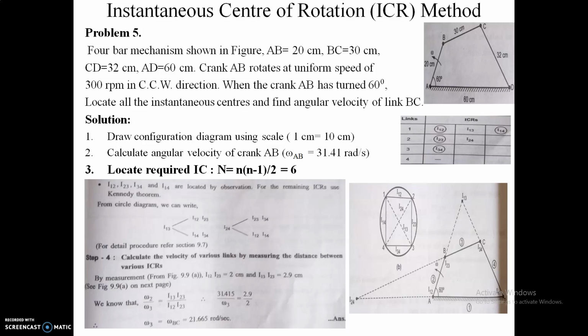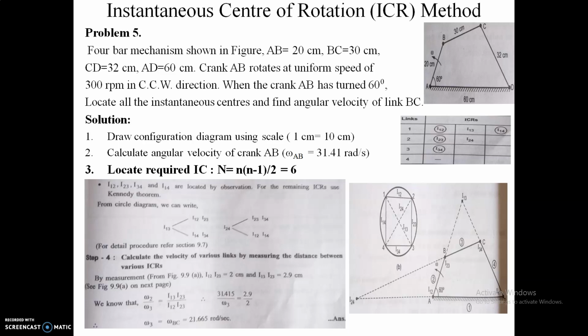We can say the velocity of the, not angular, but it is the angular velocity, that is omega is equal to 2 pi n divided by 60. So you can easily determine the omega because RPM is given. So omega of crank is coming 31.41 rad per second.